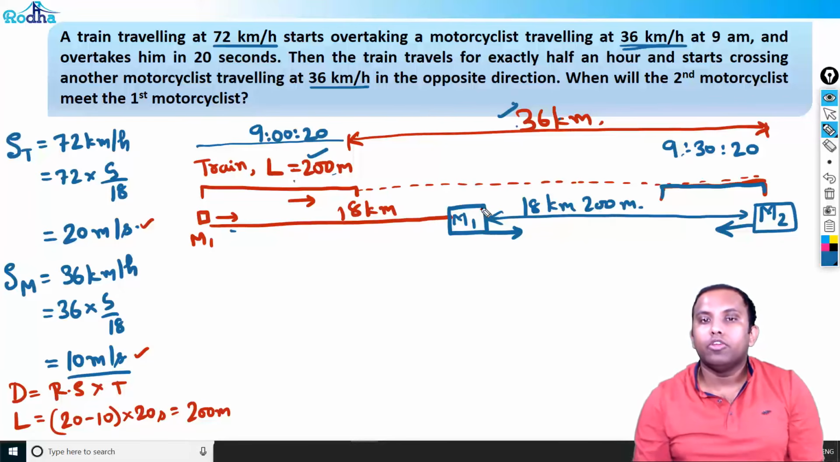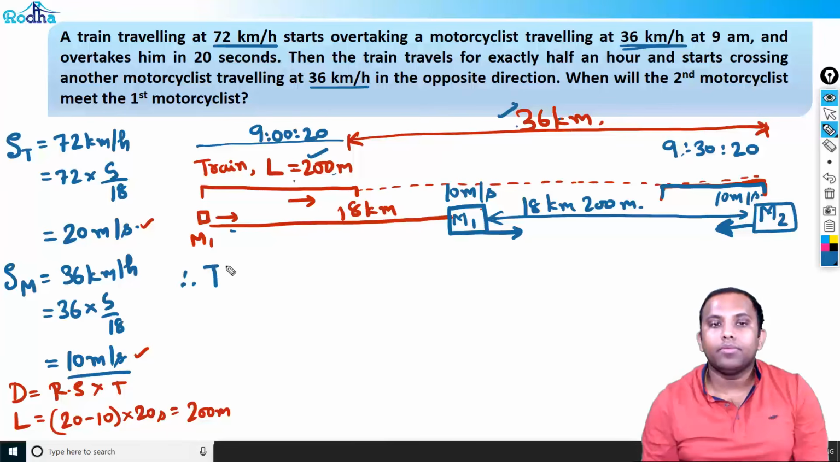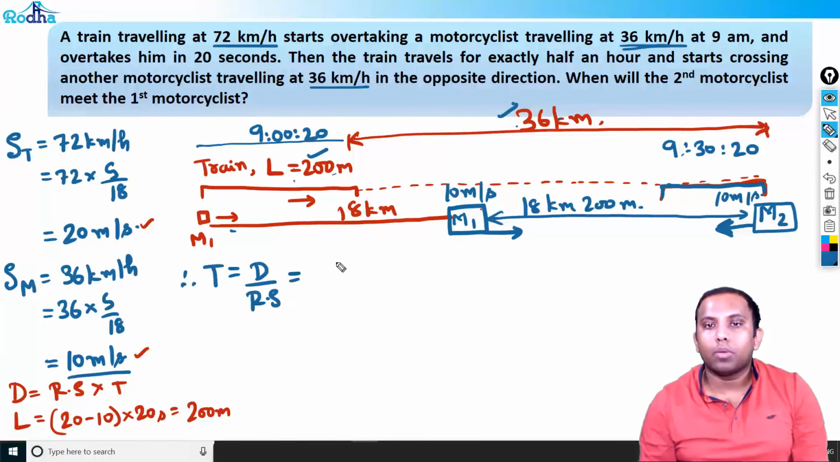What is their speed? Its speed is also 10 meters per second, right? It's coming in this direction, the opposite direction now. How much time will it take? So time taken is again distance upon relative speed. So distance is how much? 18 kilometers, so 18,200 meters divided by relative speed of 10 plus 10.